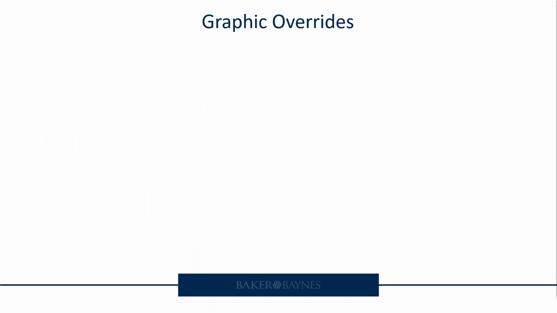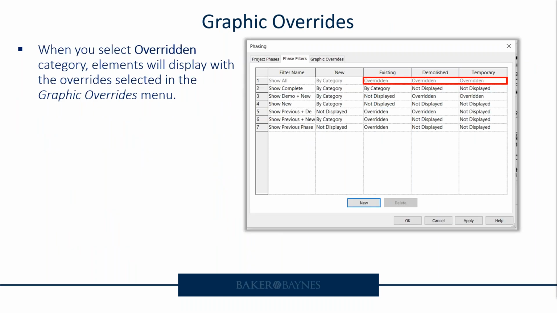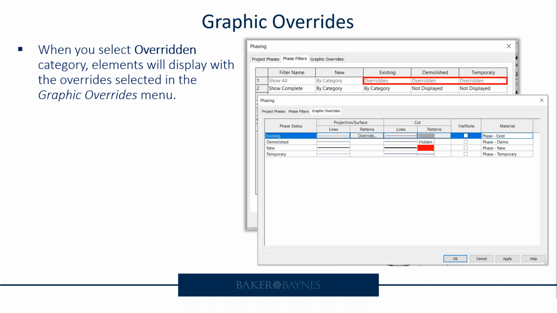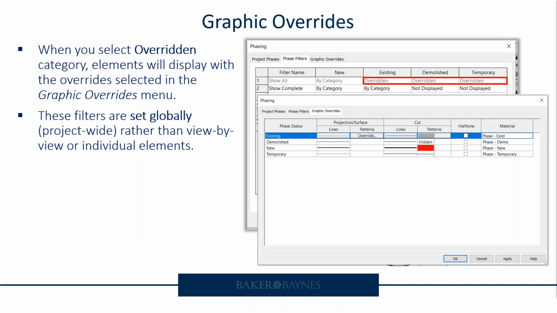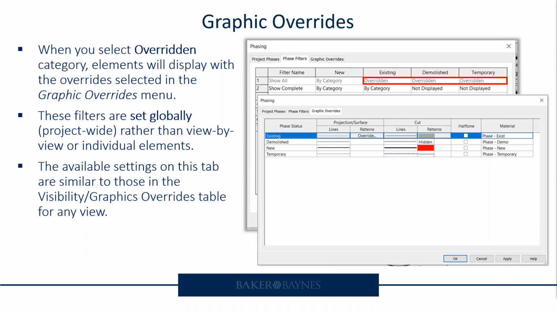Looking at the graphic overrides, if your elements are set to be overridden, they will display according to the overrides that are set in this tab. So currently on the screen, we can see the 4 phase statuses, and they have options for setting various patterns and lines, etc. Just bear in mind that these filters are set globally, in other words project-wide, so they are not set view by view or according to individual elements. So if you apply a graphic override, it will be applied across your model.